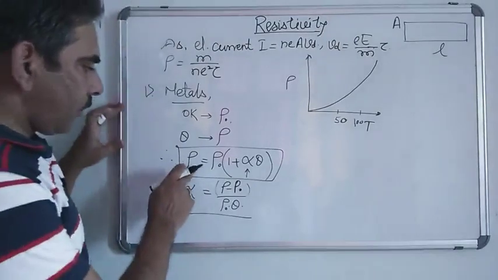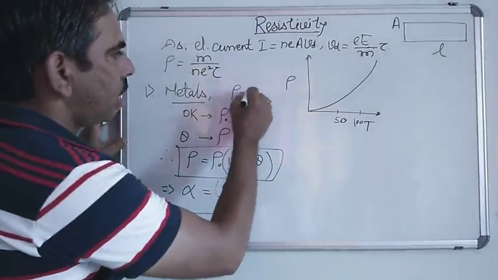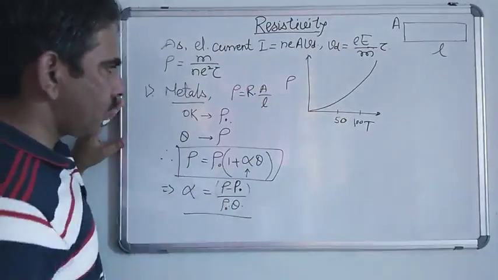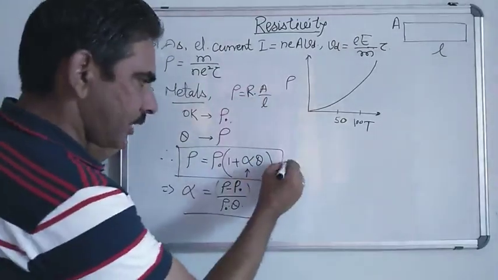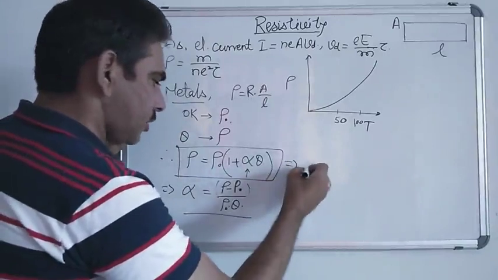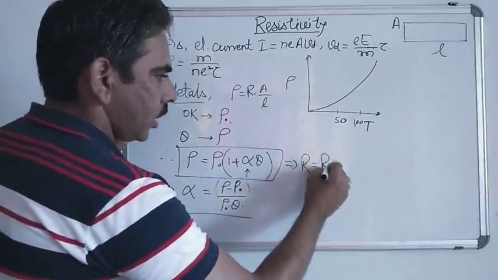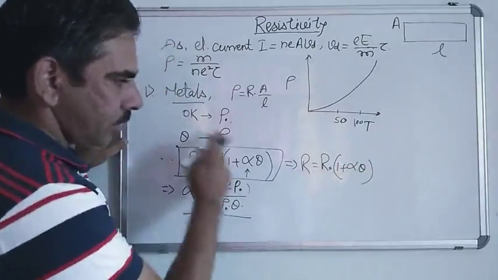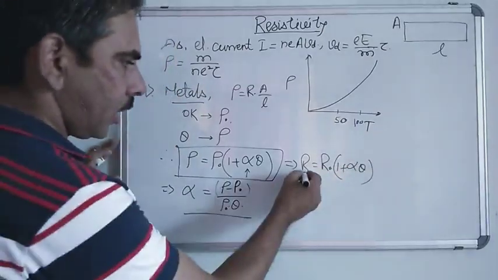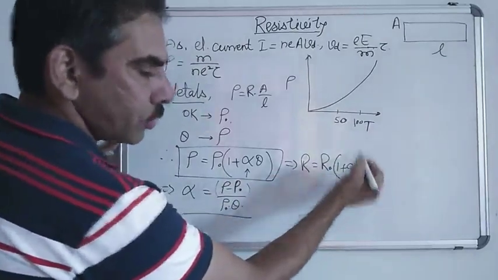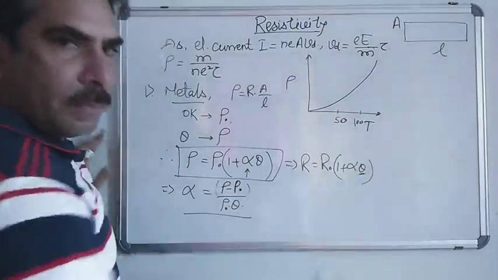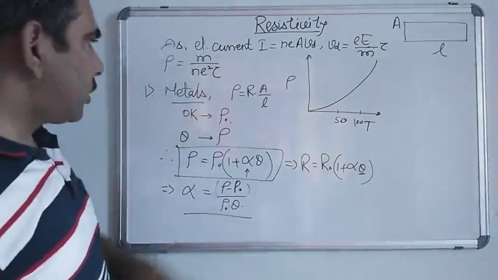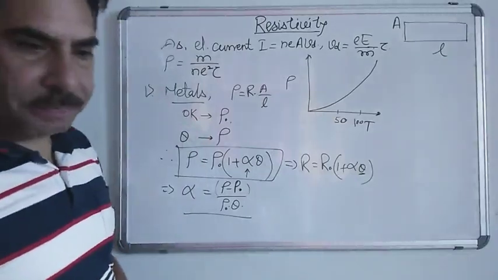If we substitute the value of resistivity, which is nothing but R into A upon L, every term will cancel out except R. So the same expression can be written for the resistance: R = R naught into (1 + alpha theta). R naught is the earlier resistance at 0 Kelvin or room temperature, and R is the resistance after change in temperature equal to theta, where alpha is the temperature coefficient of that material. So this is about the resistivity of metals.